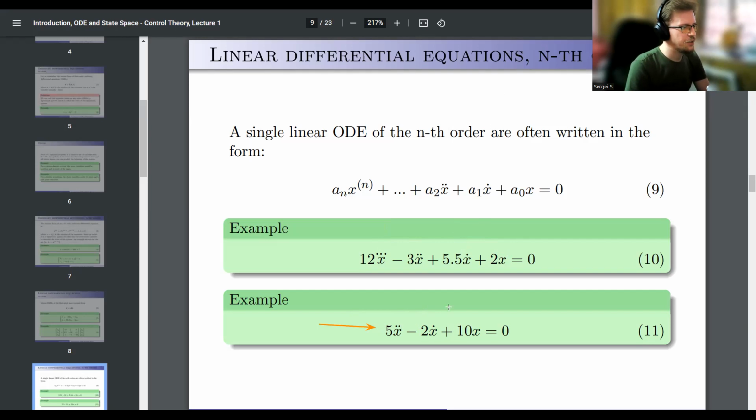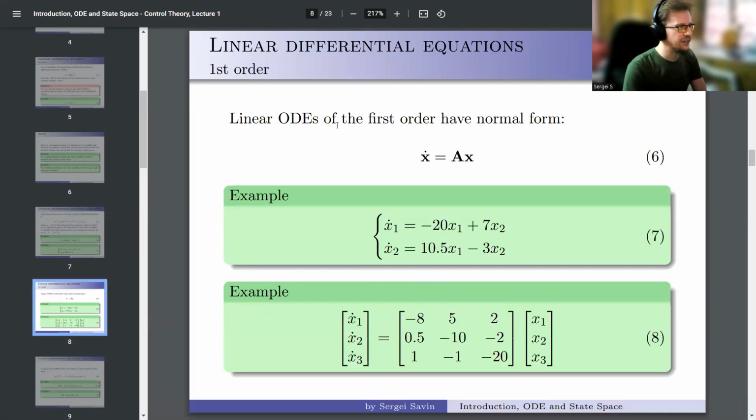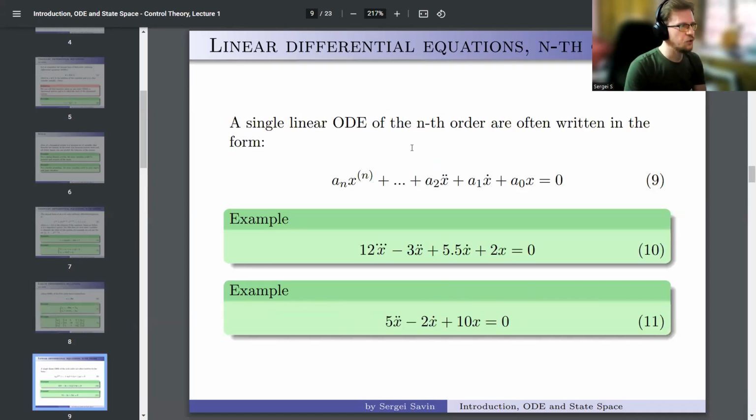Here is another example. Here the state variables will be x dot and x. And still again, everything's on the left-hand side. This form of equations is actually what we are going to see most often in the course. This one, together with what we saw on the previous slide, this one. So this will be very typical for first order equations. And for higher order equations, very typical will be this.